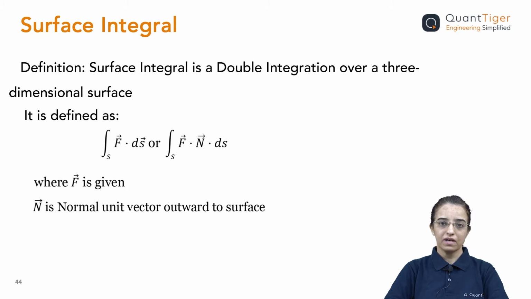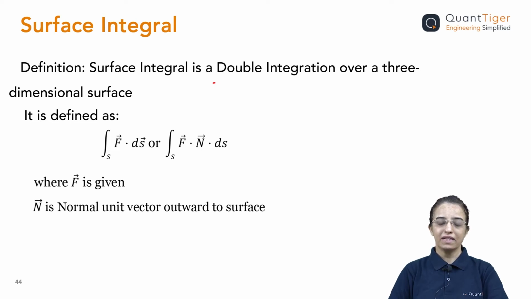So first of all we will start with the definition. Surface integral is a double integration over a three-dimensional surface. In line integral also we saw that we take the integration of a given function along one curve which was given from one point to another point.